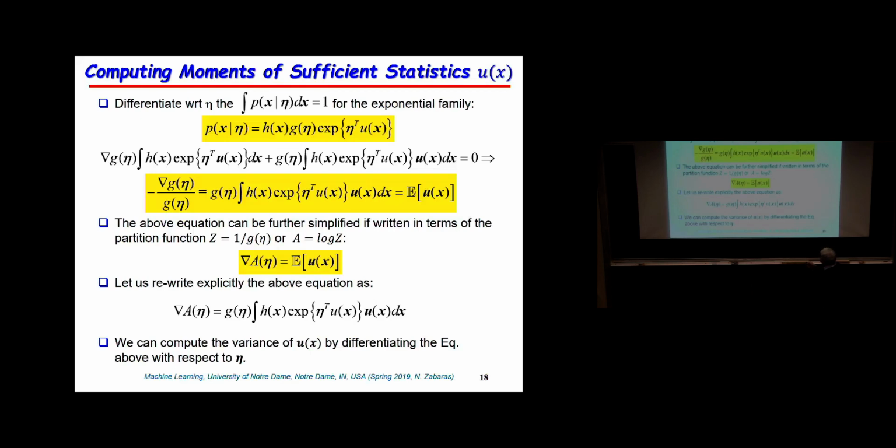And when you take this on the other side, you get minus gradient of g over g equal to the integral of g times h, the exponential, times u. And what is g times h times the exponential? It is my distribution. So when you take your distribution times u of x dx, what do you get? The expectation. And I can simplify minus gradient of g over g using the partition function, or even better, a. So a is minus log of g, all right? So this gradient here is the gradient of a with respect to eta. So it comes out exactly for this exponential family that the gradient of a with respect to the natural parameters is the expectation of the sufficient statistics.